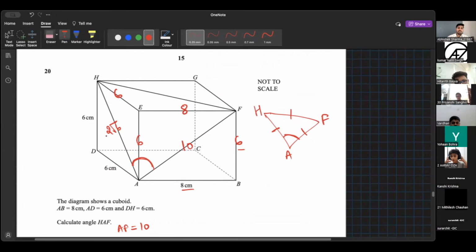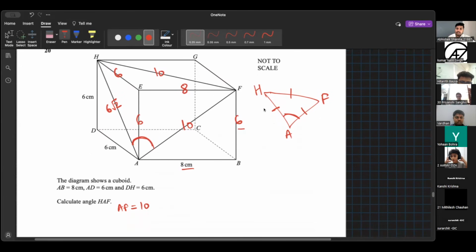It is 6 root 2, not 2 root 6. My bad. This is 6 root 2. This is 8, that is 6, so that will also be 10, because of the Pythagorean triplet 6, 8, and 10. So basically this is 6 root 2, this is 10, this is 10.